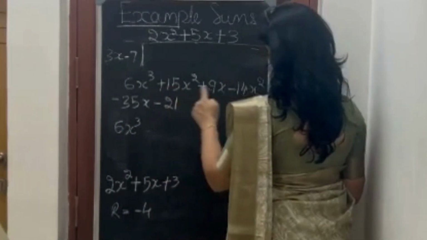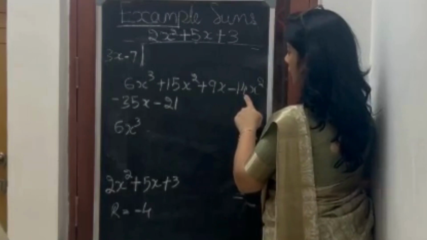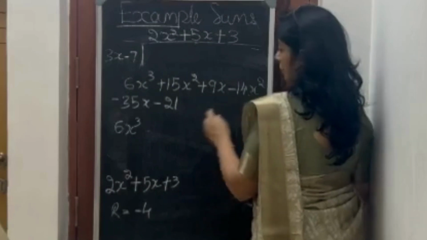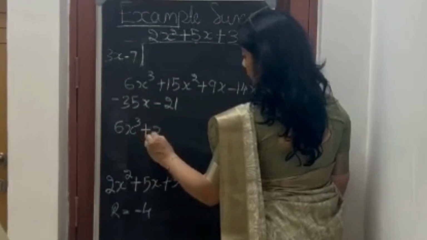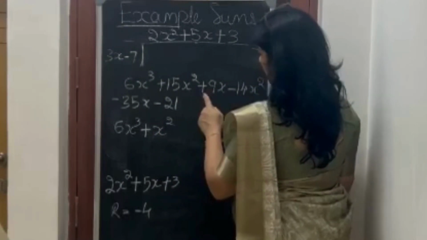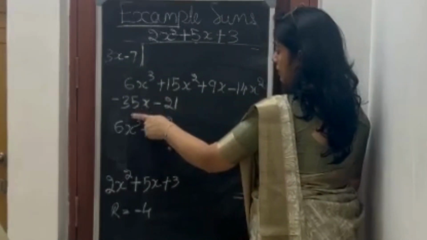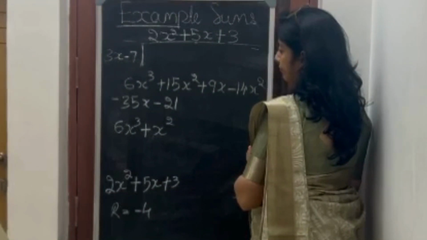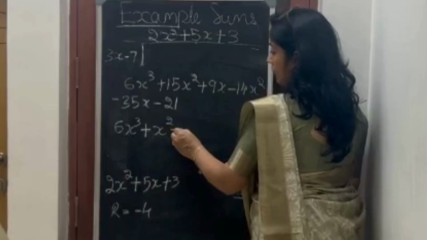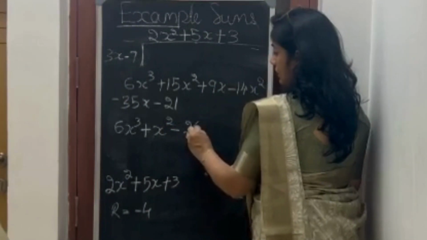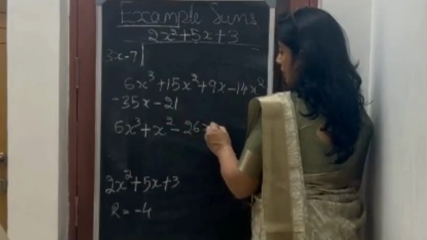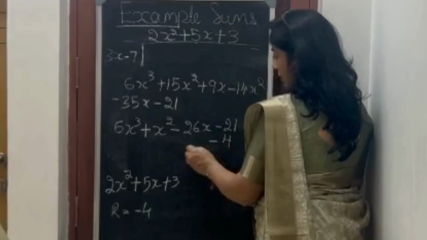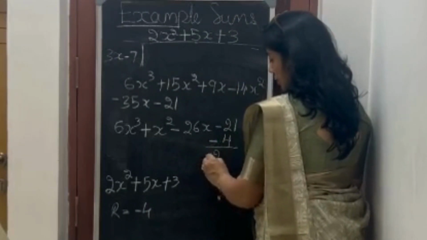Then 15x square minus 14x square. What is left? Plus 15 minus 14, it is only x square. Then plus 9x minus 35x. How much will it be? It will be minus 26x, then minus 21. Because my remainder is minus 4, I have to add it here, and it will give me minus 25.